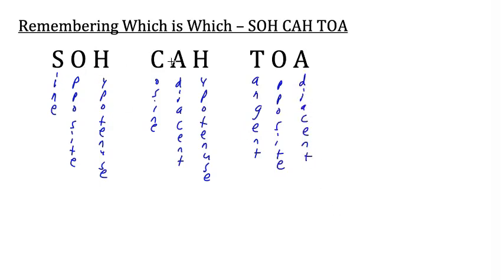Now, SOHCAHTOA is not anything official mathematically. It's just a convenient way to remember which is sine, which is cosine, which is tangent. So once again, sine is opposite over hypotenuse, cosine is adjacent over hypotenuse, and tangent is opposite over adjacent. So I encourage you to use SOHCAHTOA, just remember how to spell it, to help you remember when to use sine, when to use cosine, and when to use tangent.